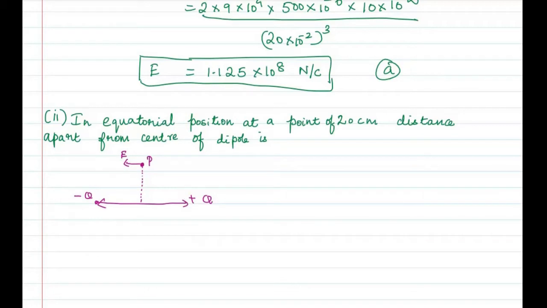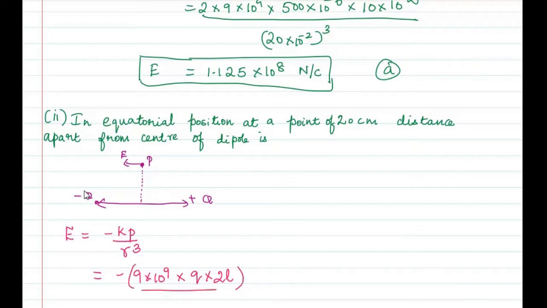So we know the formula for the electric field at an equatorial point. E is equal to minus kP divided by r cube, where this minus denotes the direction of the electric field is opposite to that of dipole moment. So we'll get minus 9 into 10 to the power of 9 into P, where P is equal to Q into 2L, divided by R cube, which is 20 into 10 to the power of minus 2 the whole cube.